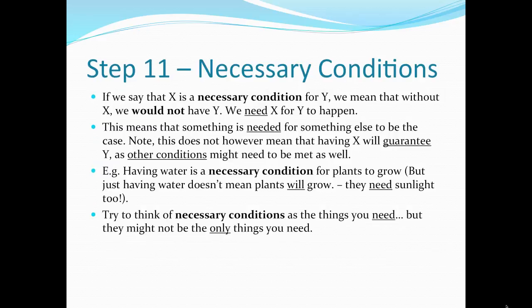Step 11. Necessary conditions. If we say that x is a necessary condition for y, we mean that without x, we would not have y. We need x for y to happen. This means that something is needed for something else to be the case. Note, this does not, however, mean that having x will guarantee y, as other conditions might need to be met as well. E.g., having water is a necessary condition for plants to grow, but just having water doesn't mean plants will grow. They need sunlight too.